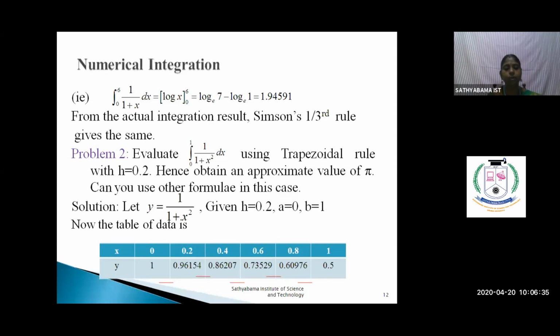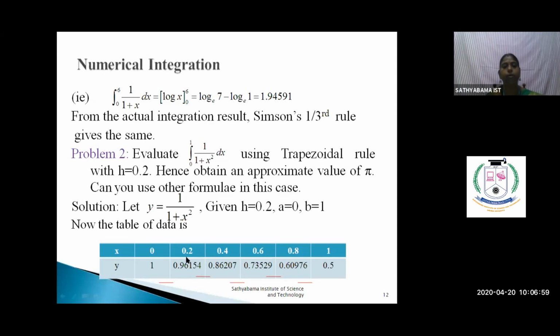And the corresponding y value, we should write by taking the formula y is equal to 1 by 1 plus x square. So in the place of x, you put x is equal to 0. I'll get 1 by 1 plus 0, that's 1. So the corresponding y value for that x is 1. So that is written here.